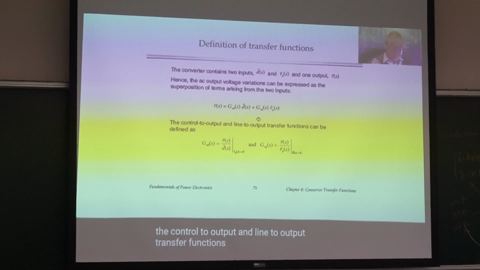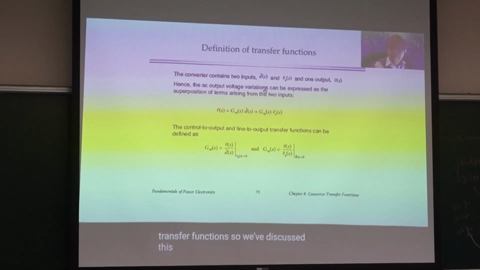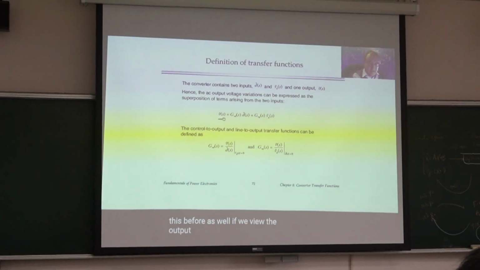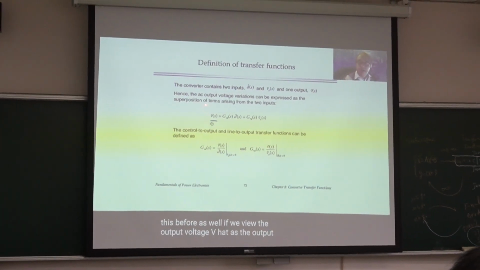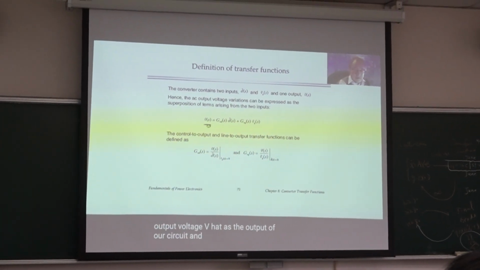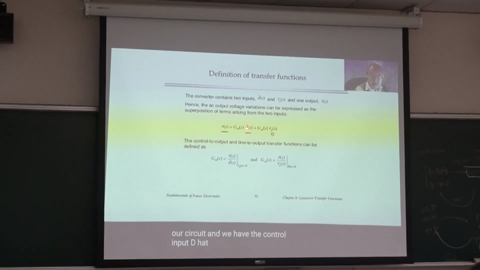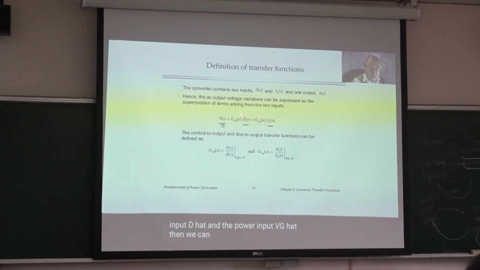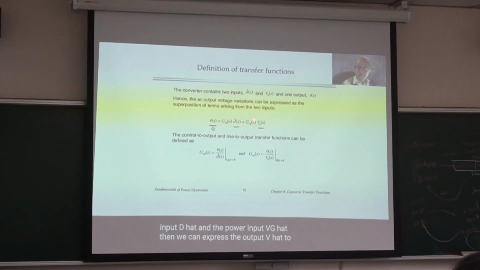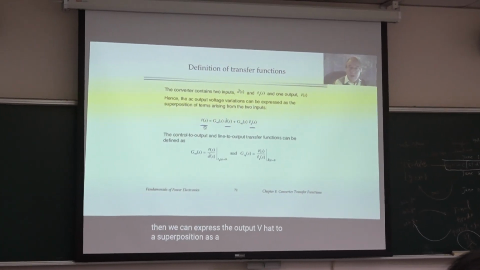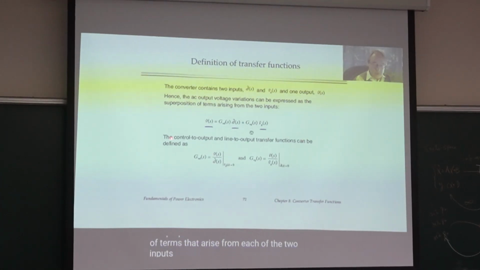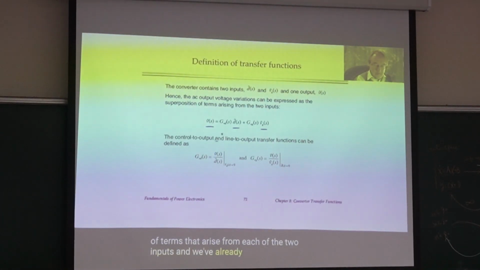So this is the transfer function. We've discussed this before as well. The output ripple, the output voltage v hat, is the output of our circuit. And we have the control input d hat and the power input vg hat, the variation of the duty cycle and the variation of the input voltage. They will influence the output ripple as a linear combination of terms that arise from each of the inputs. And we already talked then about how to find those transfer functions.